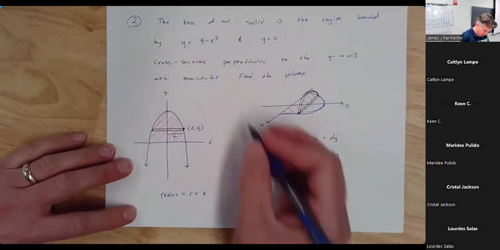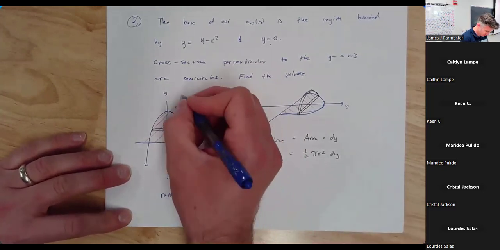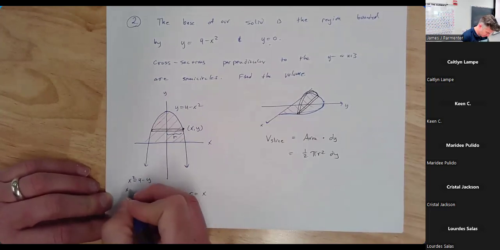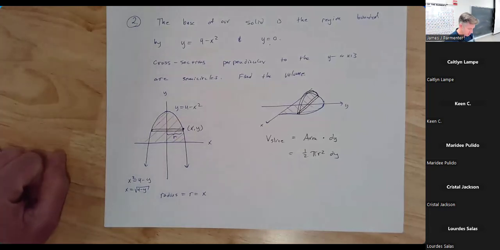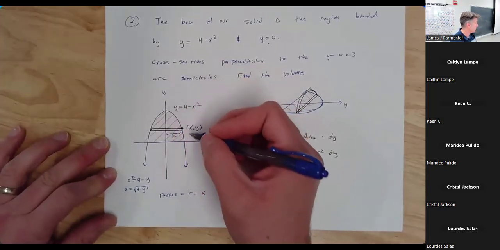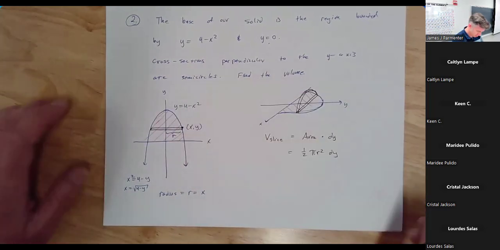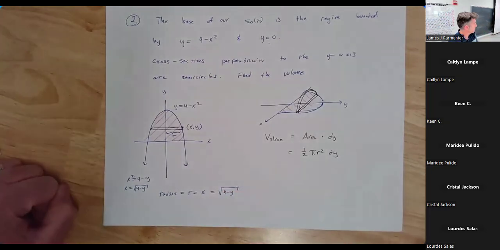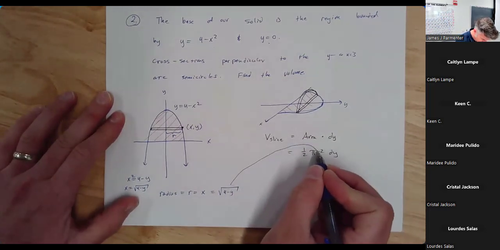Well, my equation is y equals 4 minus x squared. So if I solve for x, I'm going to get x squared equals 4 minus y, x equals the square root of 4 minus y. Technically, it's plus or minus the square root of 4 minus y, but since I'm on the right side, it's the positive square root of 4 minus y. If we had to be on the left side, it'd be the negative square root of 4 minus y. So that's the radius of my semicircle, and that's what's going to get plugged in for my radius right there.